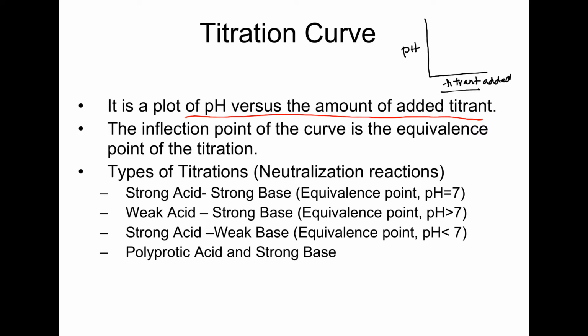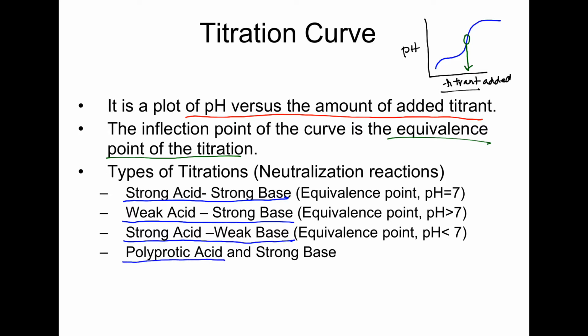On a titration curve, there are inflection points. So where the slope is changing the most, like here, that would be what we call the equivalence point of the titration. Now there's all kinds of titrations that you can do, but we're going to concentrate on first talking about strong acid, strong base. Then we're going to talk about doing a weak acid with a strong base, then a strong acid with a weak base. And we'll cover polyprotic acids later on.